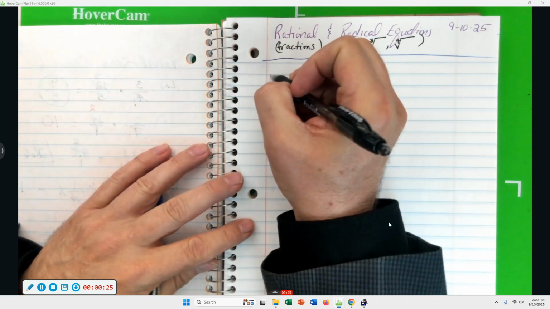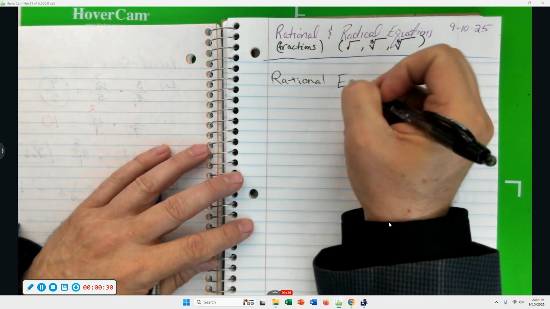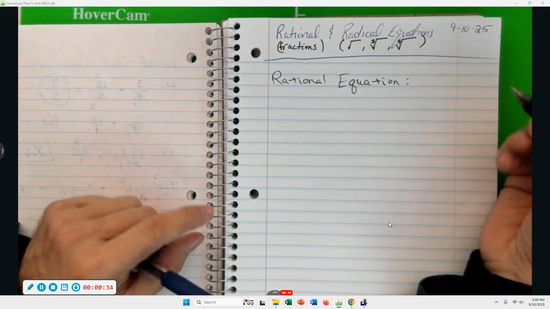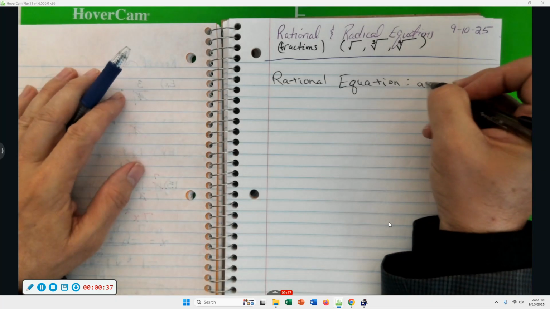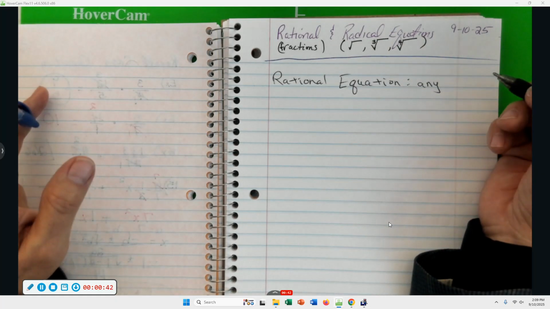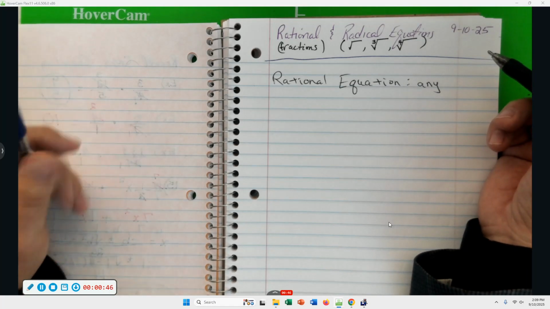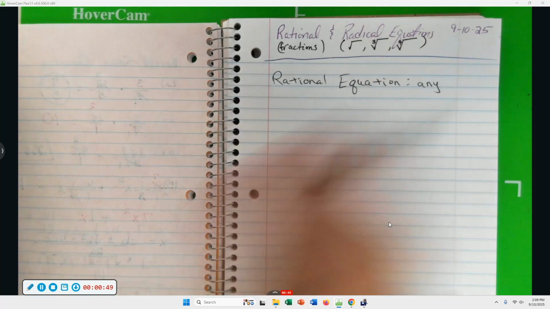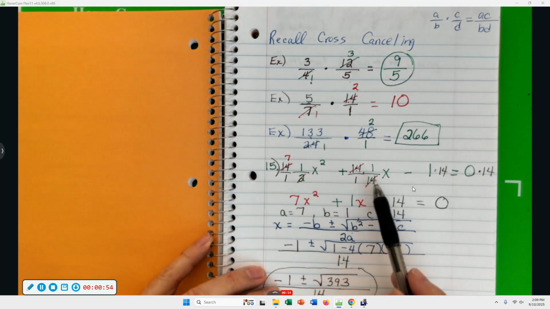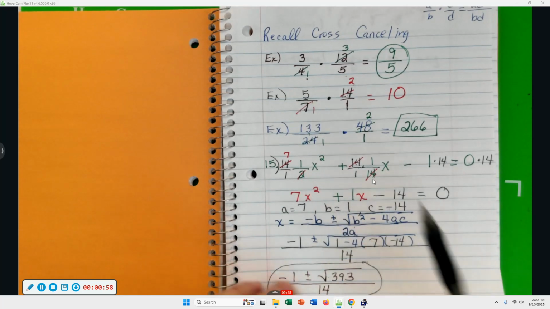So a rational equation is any equation that contains fractions. We saw an equation with fractions at the end of the last class, but what's different here is that these denominators will have variables in them as well. That one that we did the last time at the end of class, remember we just had denominators of numbers, okay? The constants were in the denominator.